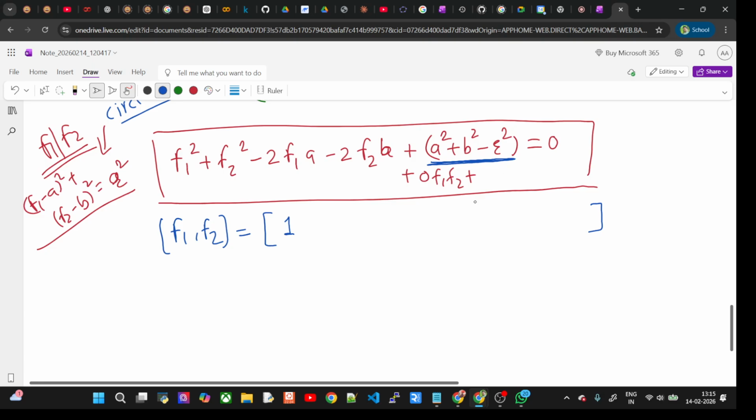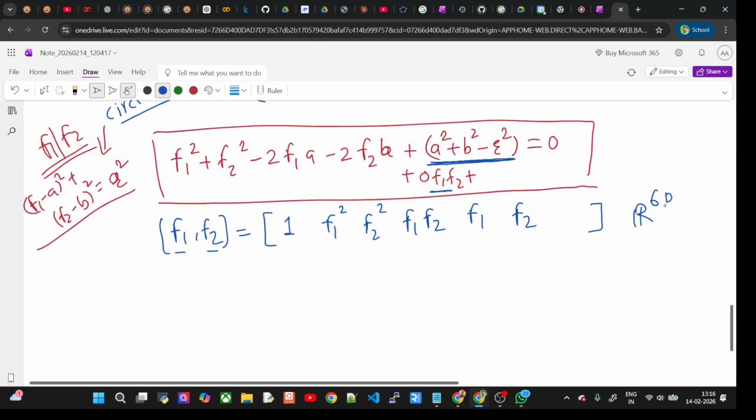Next, I'll write f1 square as it is. Next, f2 square as it is. Because I'm trying to represent this in the form of f1 and f2. So the third one, I will write f1 f2. Next one, f1 and f2. See, all of these are 6 dimensions, 6D.